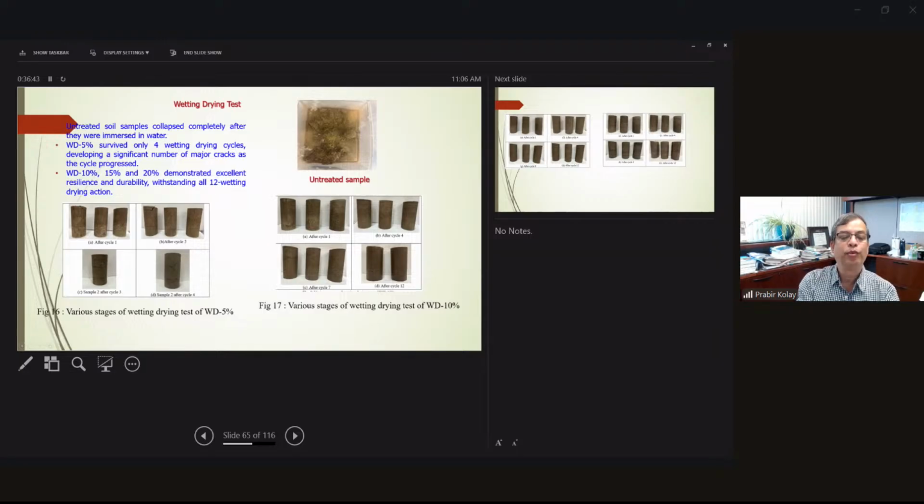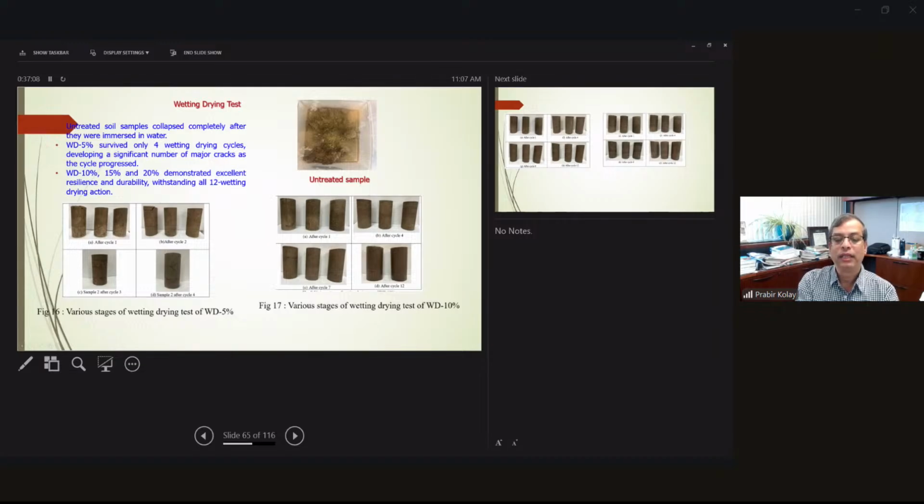And these are the samples for the wetting and drying. After one cycle, it's almost intact. This is after 2 cycles. Here we use 2 identical samples for each test, and this is sample 2 after 3 cycles. Only 1 sample is remaining here, so the other is not very good. Sample 2 is after 4 cycles.